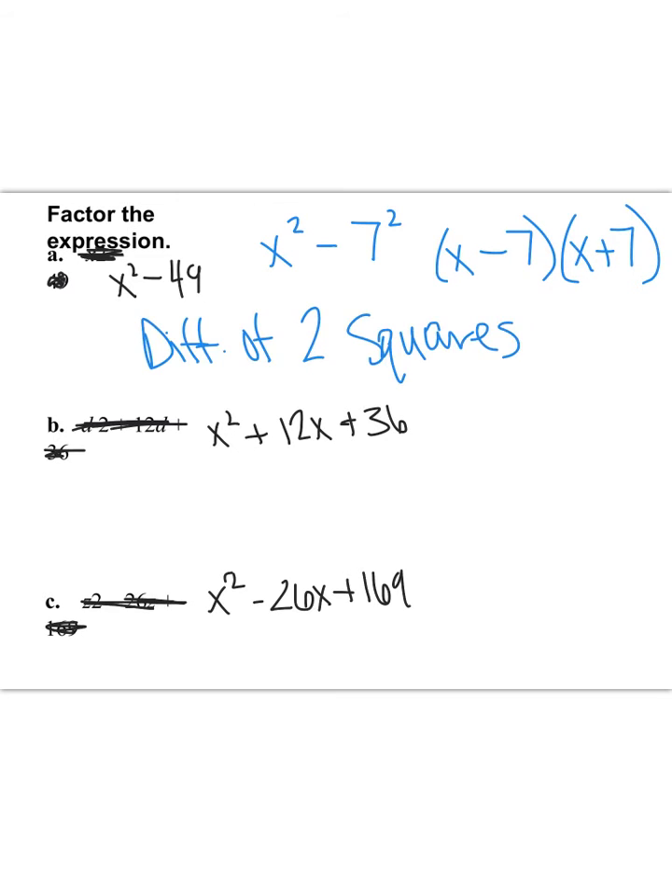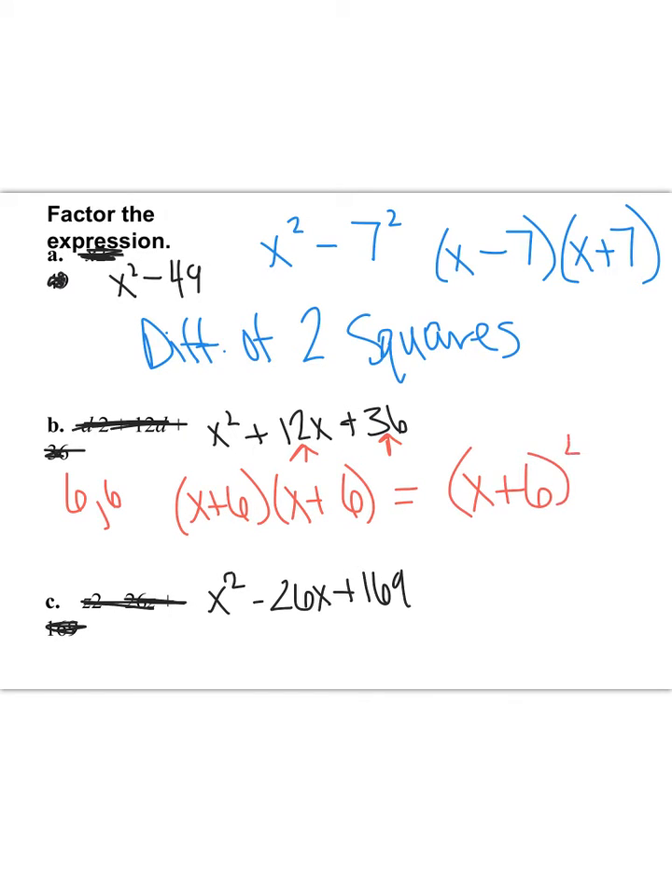And it doesn't look like the difference of two squares form, so I'm going to factor it like normal. What two values when multiplied gives me 36 and added together gives me 12? And that's going to be 6 and 6. So I'll have x plus 6 and x plus 6. And simplified gives me x plus 6 squared.